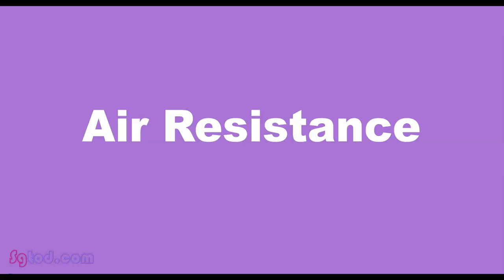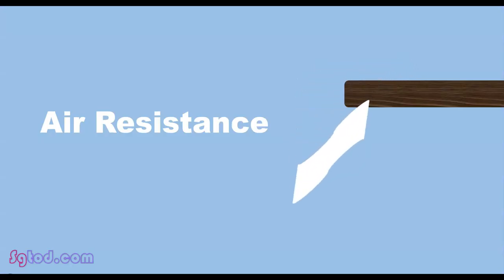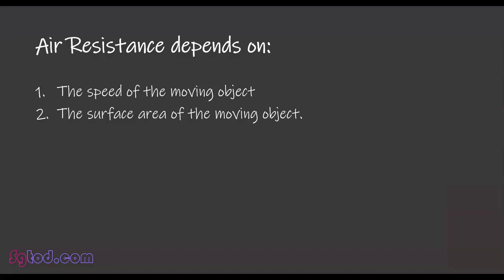Friction acts to oppose motion. Whenever there is motion, there will be frictional force. So when an object is falling, there is a resistive force called air resistance. Air resistance is a frictional force that opposes motion. It is the resistive force that objects experience when they move through air. Air resistance depends on two factors: the speed of the moving object and the surface area of the object.